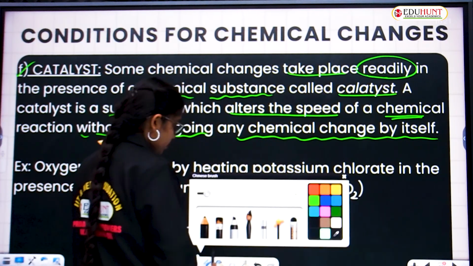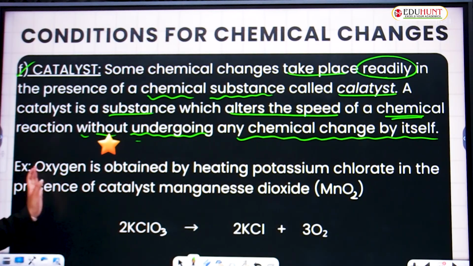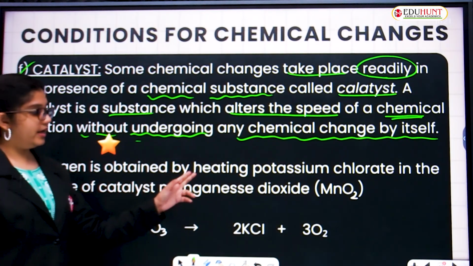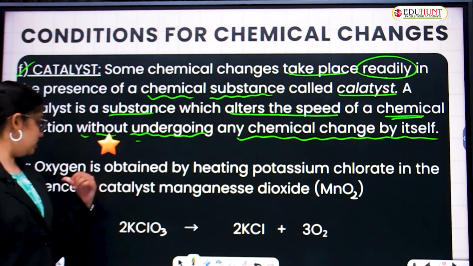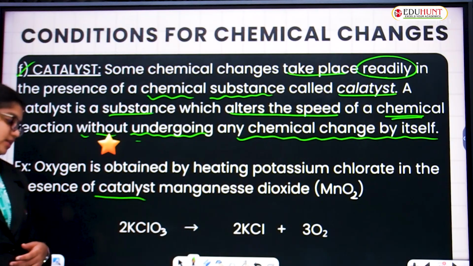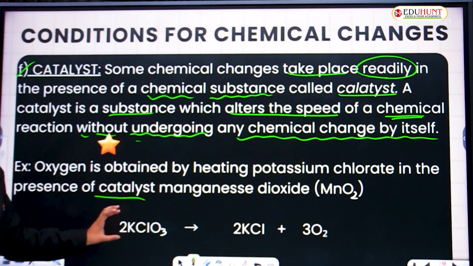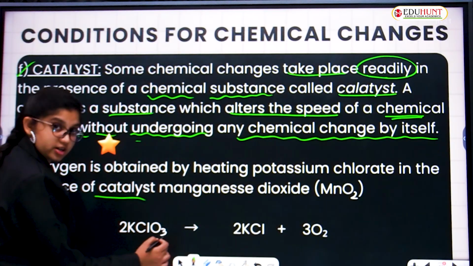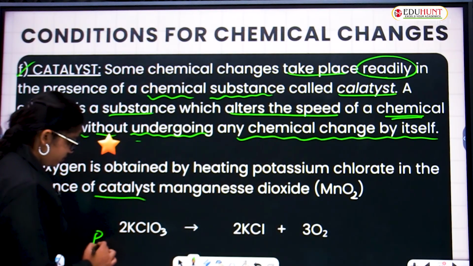And if we see example 1, what do we have? Oxygen is obtained by heating potassium chlorate in the presence of a catalyst called manganese dioxide. So there is potassium chlorate, children, 2KClO3. Its name is potassium chlorate.